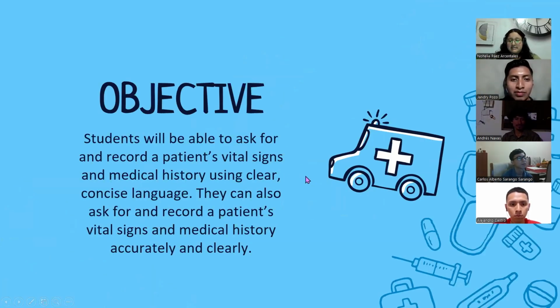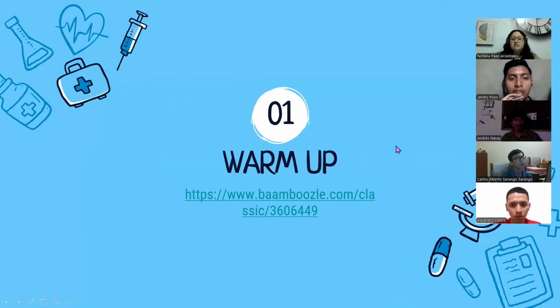So we're going to start with English for paramedics. The objective for this class is that students will be able to ask for and record a patient's vital signs and medical history using clear and concise language. They can also ask for and record a patient's vitals and medical history accurately and clearly. So basically, all of you are going to learn how to speak properly to a patient in any condition.